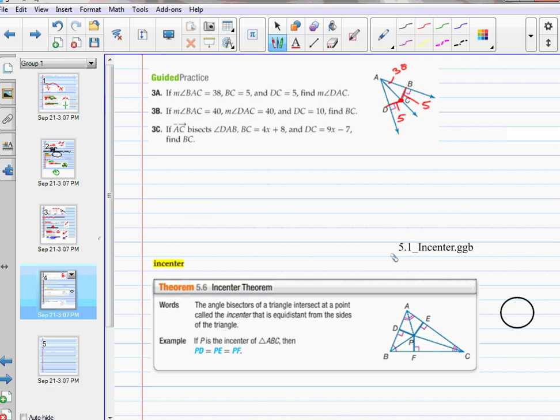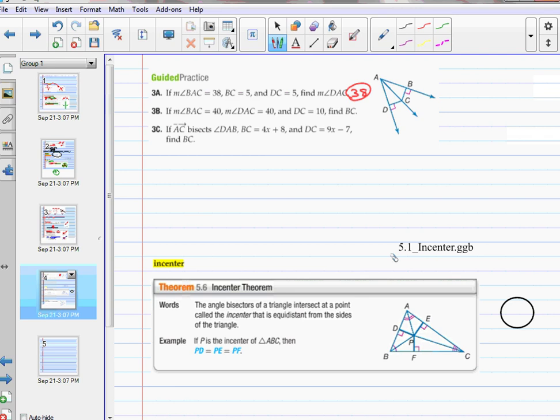It's on the angle bisector. If a point is the same distance from both sides of an angle, it is on the angle bisector. So when they say find the measure of angle DAC, DAC is this angle right there. What's the measure? 38. Easy math. We just have to understand what the theorem tells us.